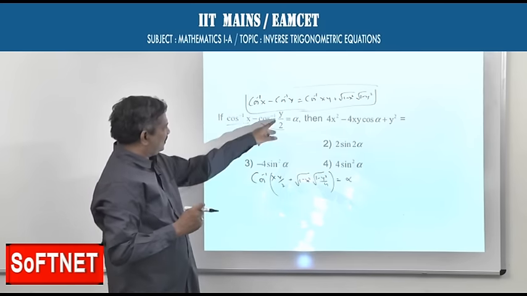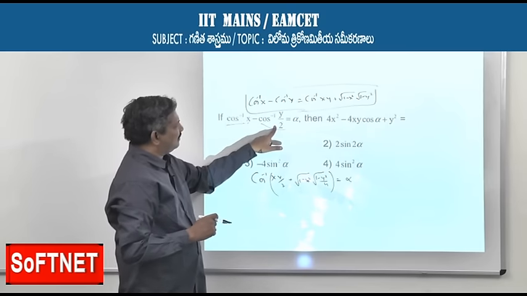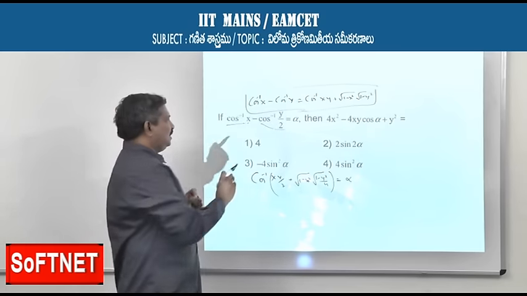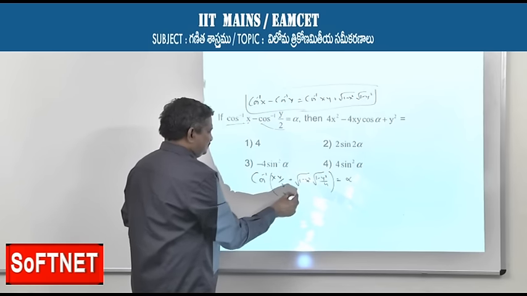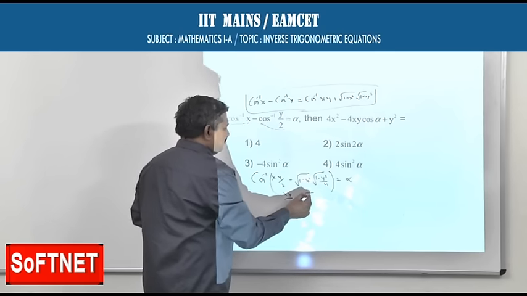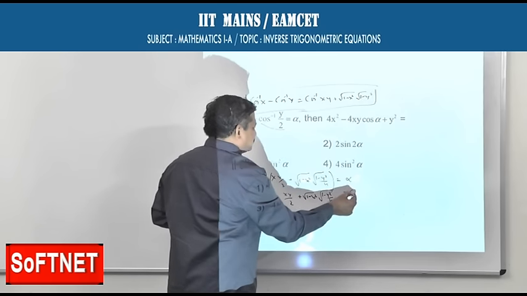Here x is x and y is y by 2. Root 1 minus x square as it is, root of 1 minus y square by 4. Taking the cos to the other side, xy by 2 plus root 1 minus x square root 1 minus y square is equal to cos alpha.